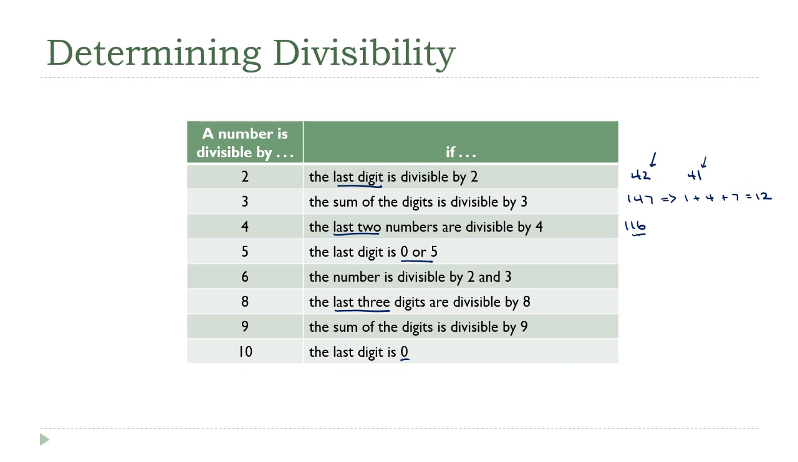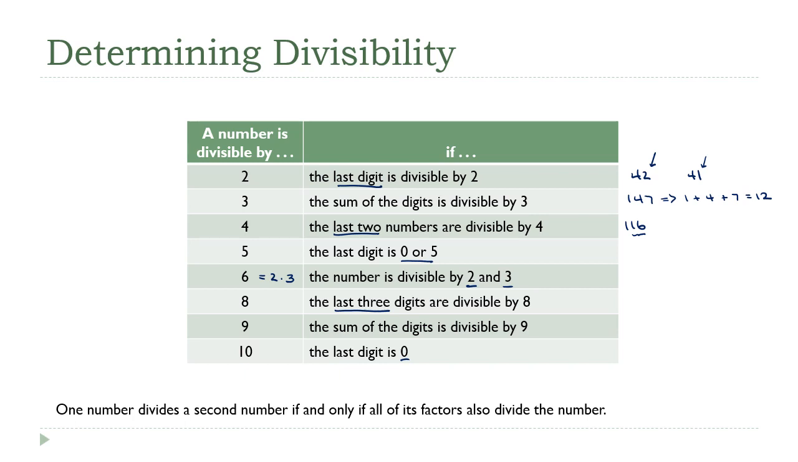And finally, I want to take a look at 6, because this is going to lead us to another really useful rule here. 6 is equal to 2 times 3. Right? So to see if a number is divisible by 6, we just check the rules for the individual factors. And if it's divisible by 2 and 3, then it's going to have to be divisible by 6 as well. So that leads us to another kind of useful rule here. One number divides a second number if and only if all of its factors divide the number. So that's what I'm doing here with 6. Instead of looking at 6, I'm looking at the factors of 6, checking both of them, and again, that gives me a yes or a no.